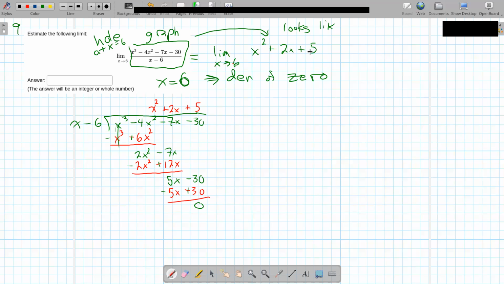Whereas this function right here, you can actually plug in 6 and get an answer. 6 squared plus 2 times 6 plus 5 is what? 36 plus 12 plus 5, which is 53, if I did that right. Yep. So we should find that this limit right here is 53. But the point (6, 53) does not exist on this graph. It's a hole in the graph. But the limit is 53.